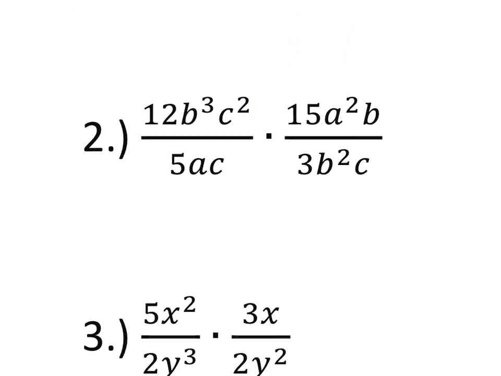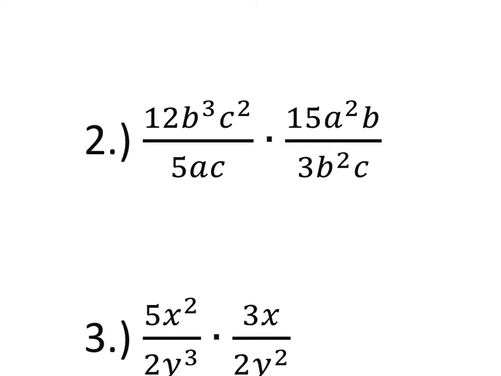Here, let's see what we can simplify. I can simplify this 12 with this 3, right? I can divide both of them by 3. So 12 becomes 4, and 3 becomes 1. Then I've got 5 and 15 can simplify, and 15 becomes 3, 5 becomes 1.